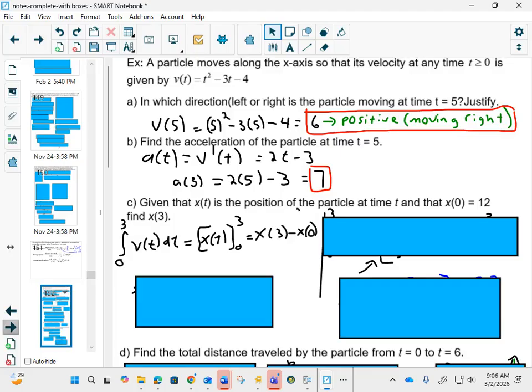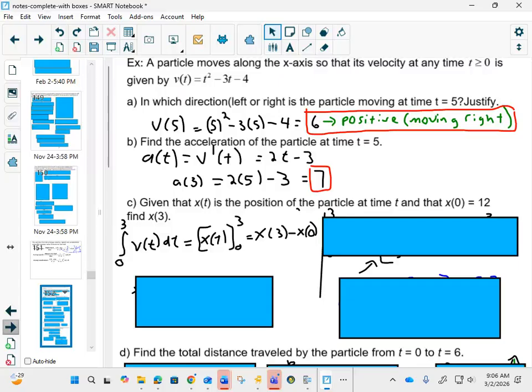So here is a new idea. One thing we could do is we could integrate and get back to the original equation, plug in 0 and 12 and find c, and then take that and plug in 3. That would probably be your gut reaction, how you would solve this question. But we're going to start using more and more accumulation of change.